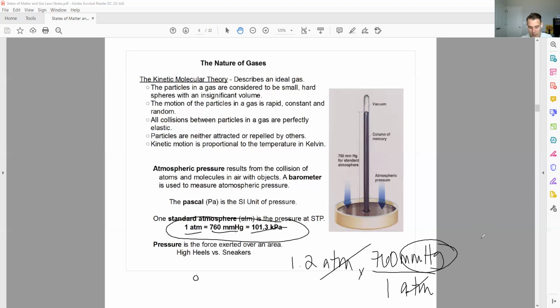When we're talking about pressure for gases, we're basically talking about collisions. The more collisions, the more pressure. So when a gas molecule, a particle, collides with the side of its container, that is what we read as pressure. So in the atmosphere, it's when they collide with each other or other objects in the air.